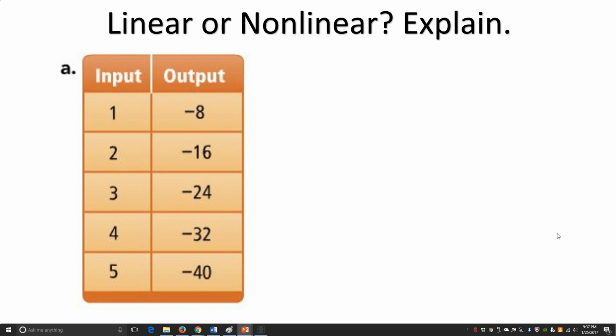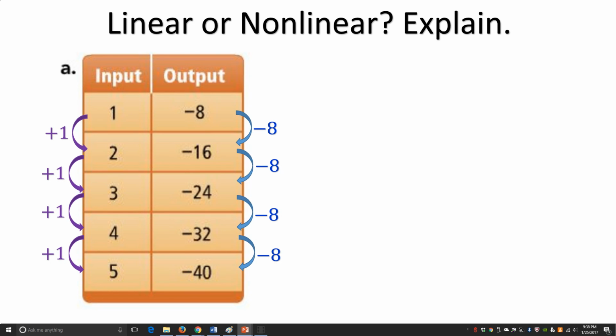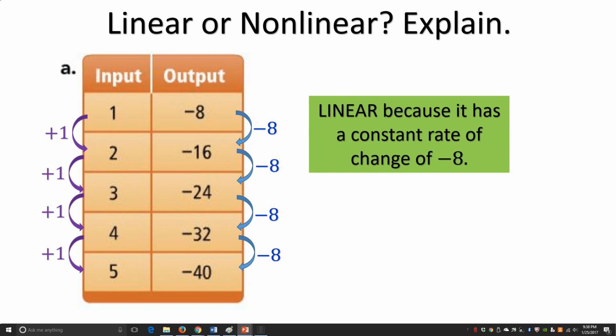Here's another one for you to try. We have -8, -8, -8, -8. And on this side, they're all +1s. And so, yes, it is linear. And the constant rate of change is -8 because -8 over 1 is just -8.